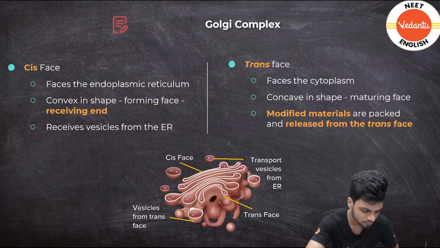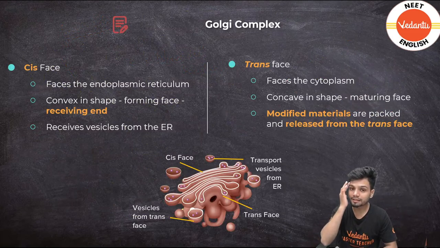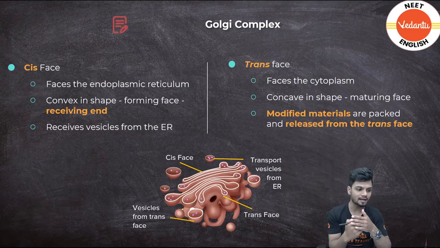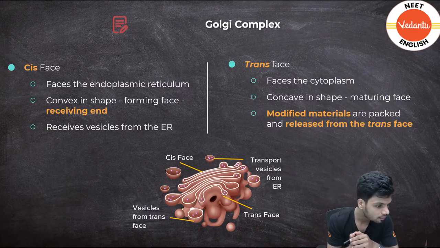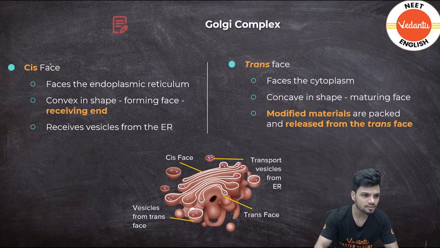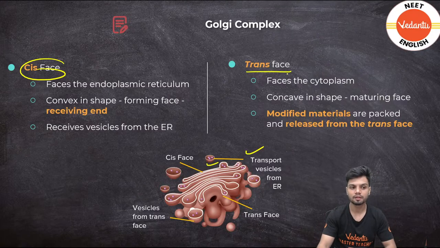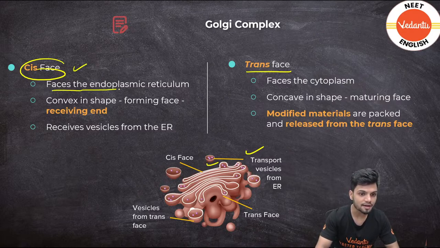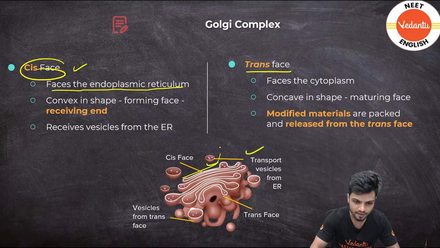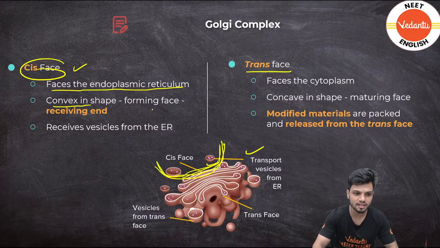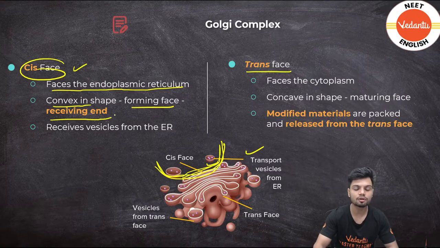Now, if you look at the structure of your Golgi complex, it has two different parts. The first part is your cis phase. Can you see this is the cis phase here? The other one is called the trans phase. Now, what is the cis phase? Cis phase is the side near the endoplasmic reticulum. See, this is the phase which faces the endoplasmic reticulum. It is also called the convex face. Can you see this convex face, also called the forming face or receiving end?